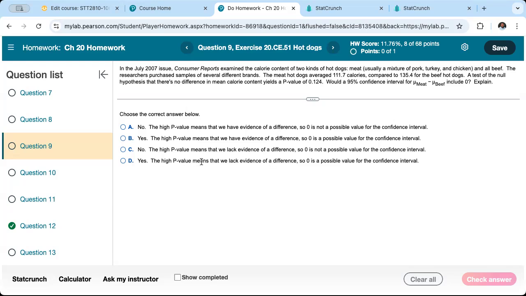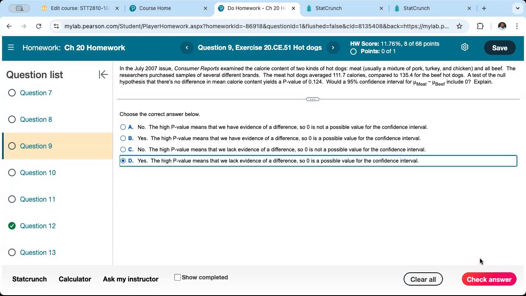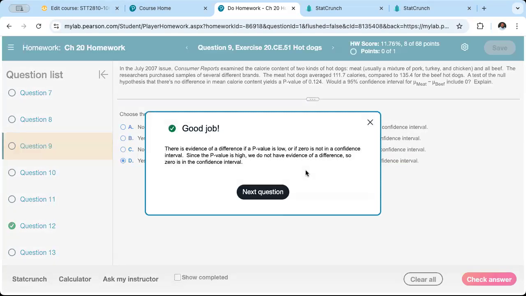So a high p-value means that what? We lack evidence of a difference. So 0 is a possible value for the interval, which is this one here. So that is how to answer that. I decided to pick that because I find it a bit technical.